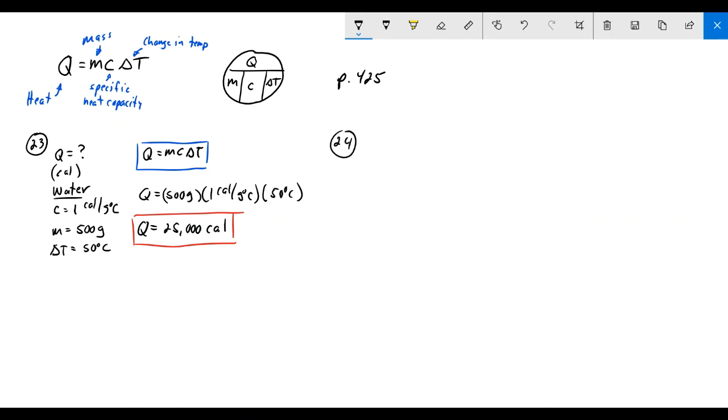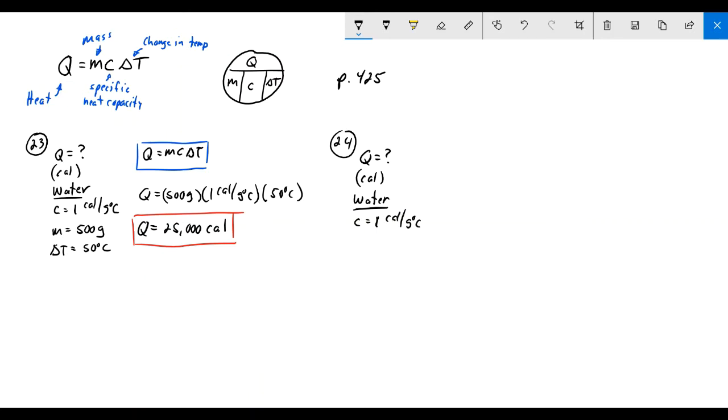This question reads, calculate the number of calories given off by 500 grams of water cooling from 50 degrees Celsius to 20 degrees Celsius. Again, we're asked to find Q, and it says calories, so I'm going to make a note. If it said joules, then I would write a J over there. And since we're dealing with water, I'll make a note of that, because the specific heat capacity of water is 1 calorie per gram degrees Celsius.